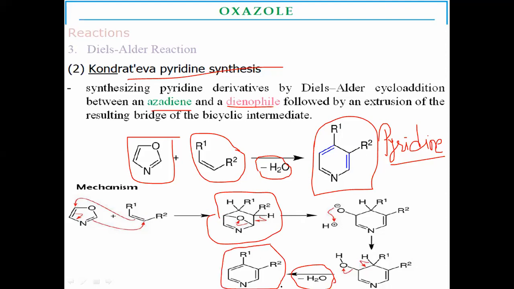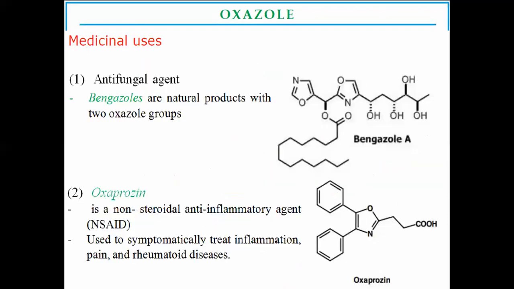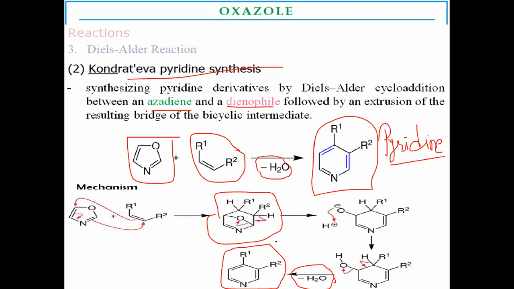In this way, you have to prepare the pyridine. These reactions were already covered in the six-membered heterocyclic rings in the form of preparation of pyridines. Once again, this reaction is repeated in the Diels-Alder reaction types for the preparation of pyridine. So these are some reactions of oxazoles.